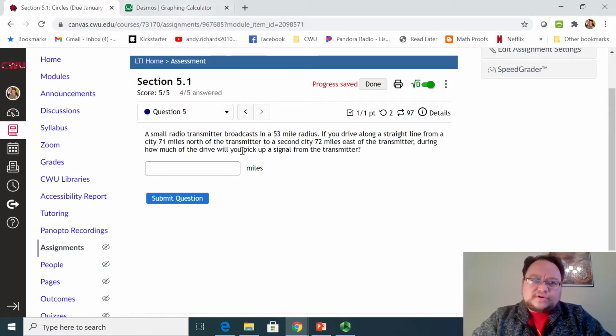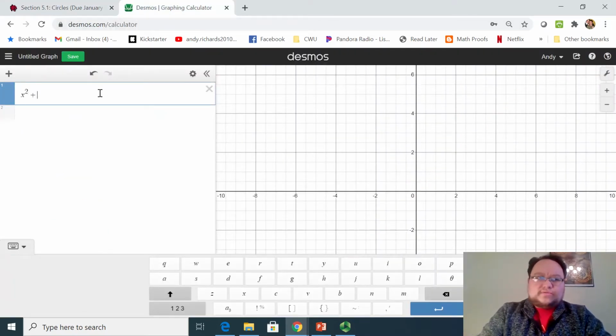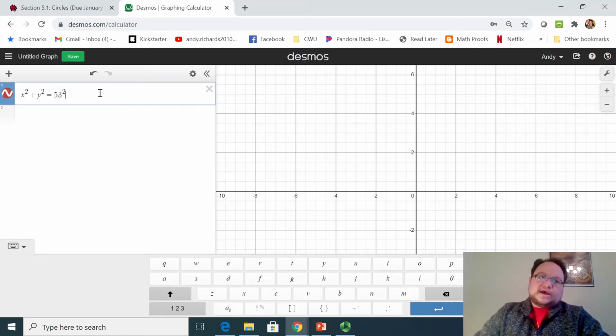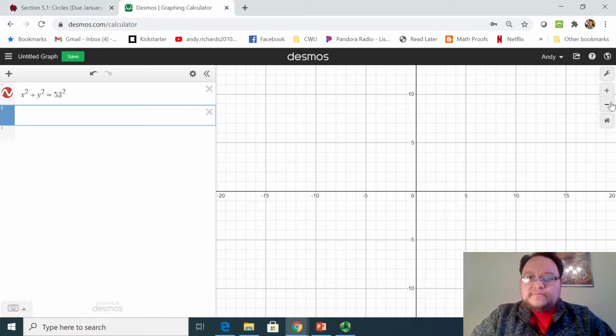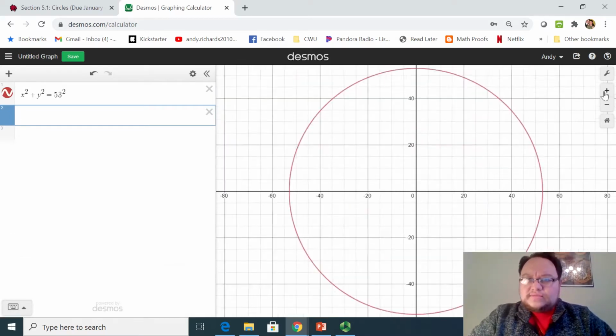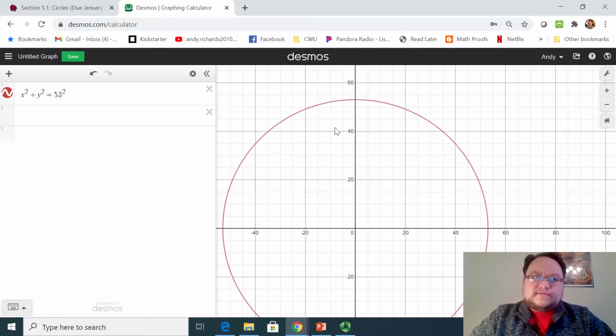Well, let's make a visual for it. The first thing we're going to have to do is identify this circle with a radius of 53 miles. And we're going to have the origin be where the center of that circle is. In order to get a 53-mile radius, we would have r equals 53 there.